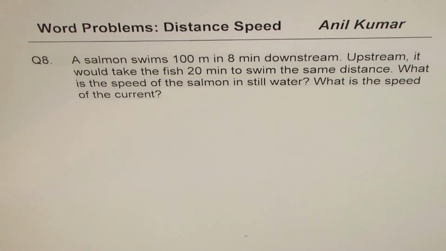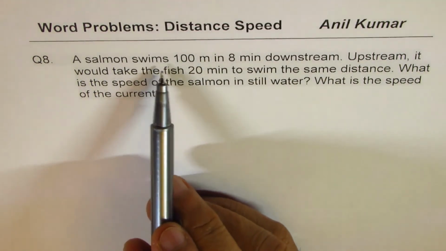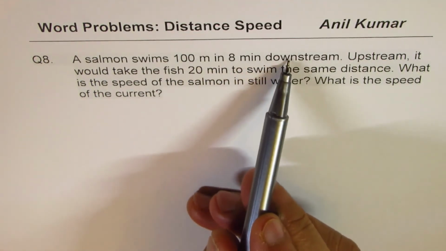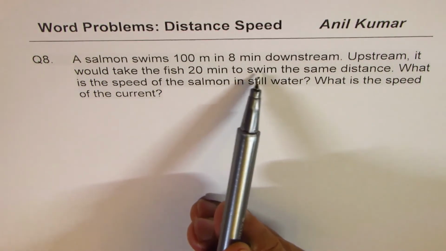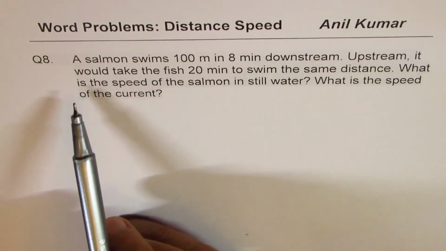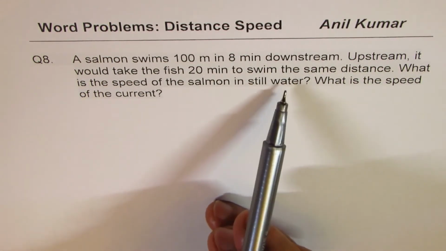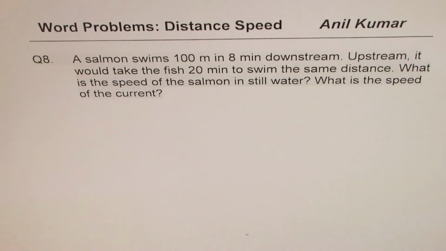Question number 8 is, a salmon swims 100 meters in 8 minutes downstream. Upstream, it would take the fish 20 minutes to swim the same distance. What is the speed of salmon in still water? What is the speed of the current, right?